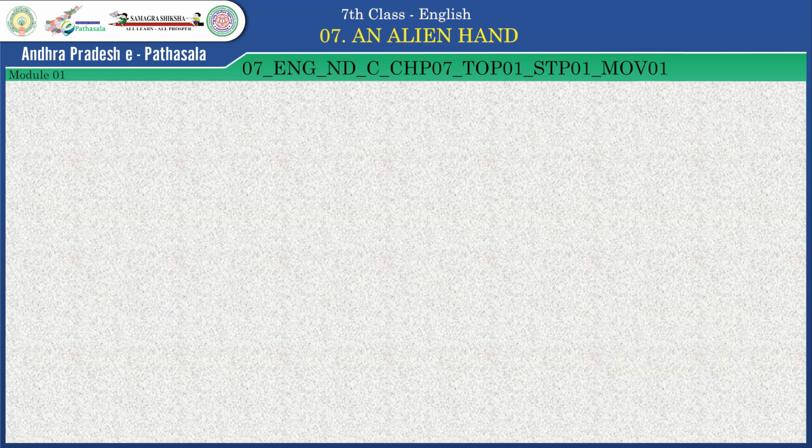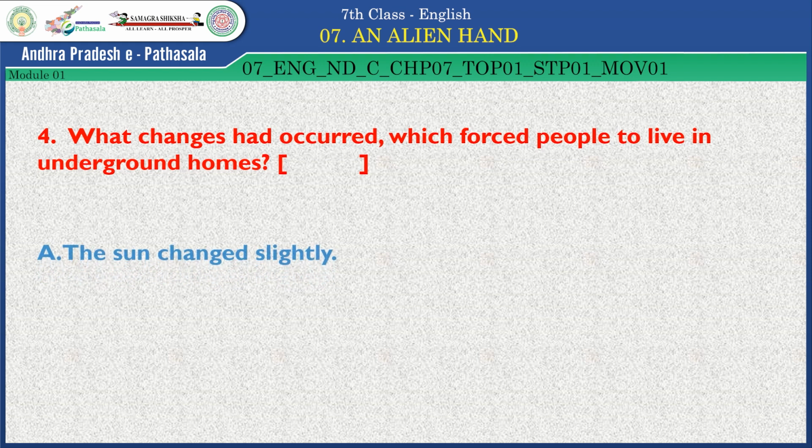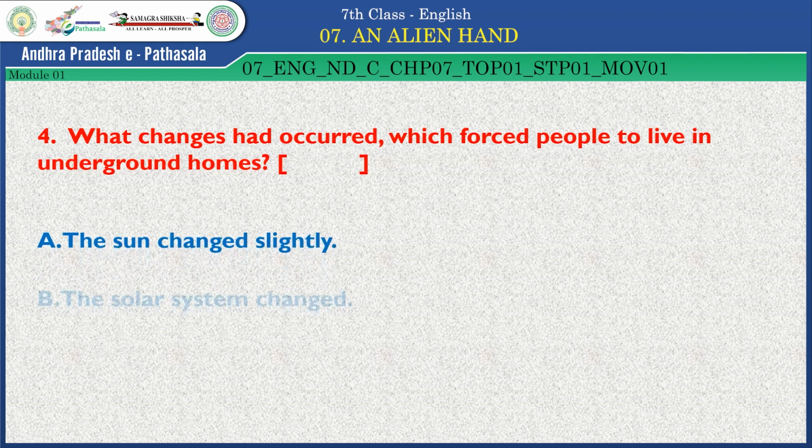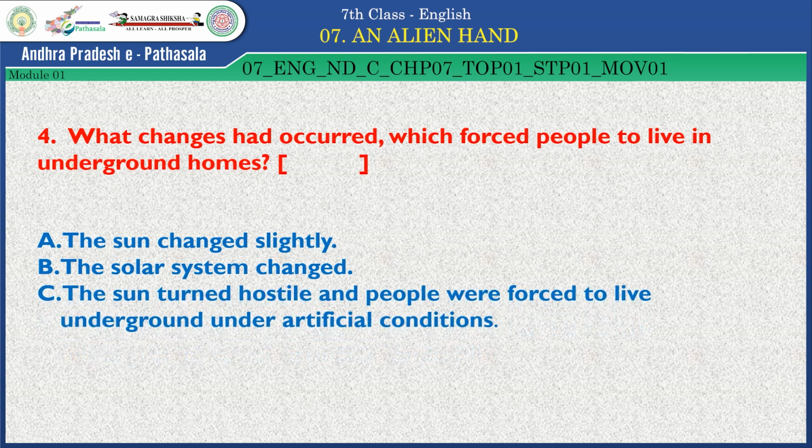Question number 4. What changes have occurred which forced people to live in underground homes? Option A. The sun changed slightly. Option B. The solar system changed. Option C. The sun turned hostile and people were forced to live underground under artificial conditions. Which one is the correct answer? Yes, you are right. Answer is option C.